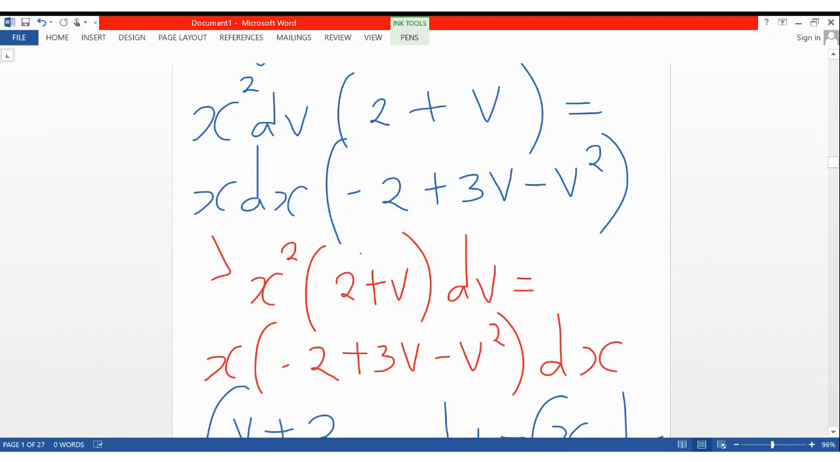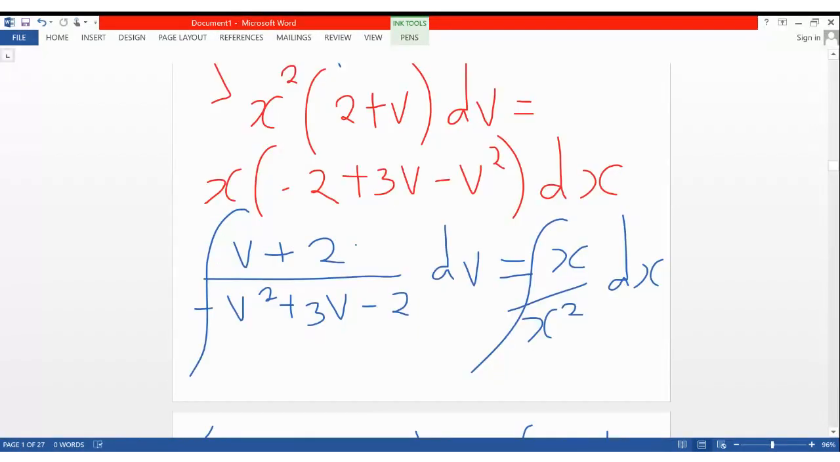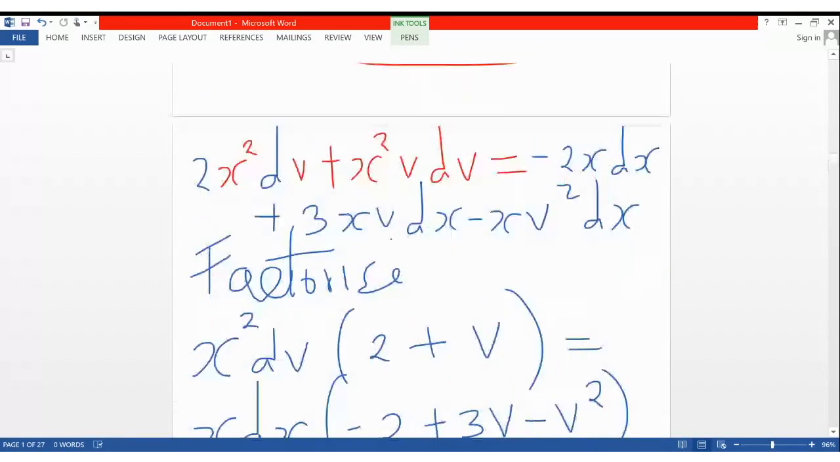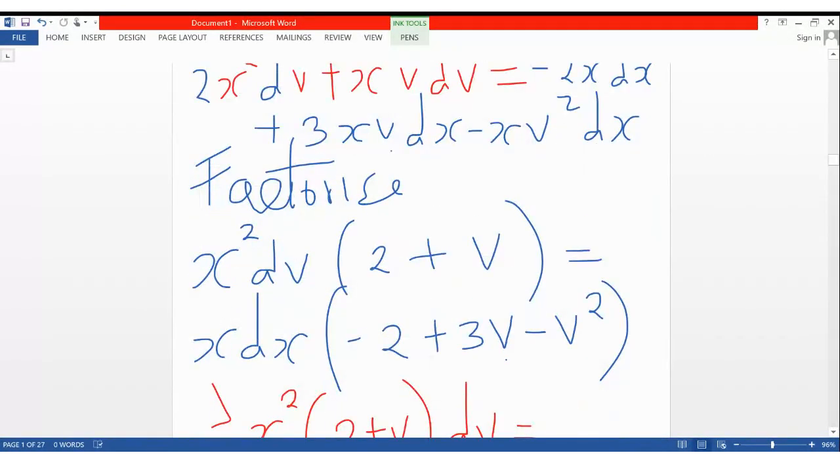Here, what is common here? Let me check, go back. What is common here? Now we have negative 2x dx, 3xv, and negative. So what is common here is what? The x and the dx. So I was able even to factorize the x and the dx. So I remain with the whole of that one.